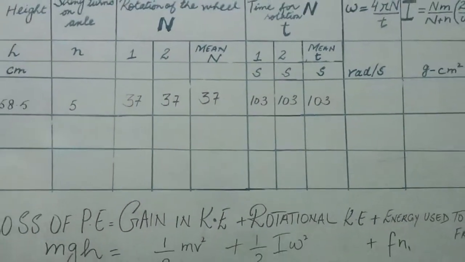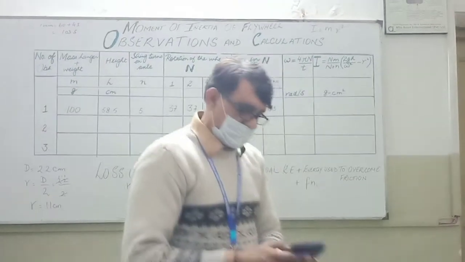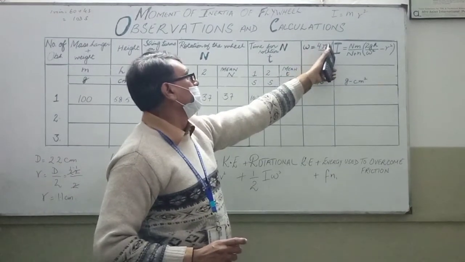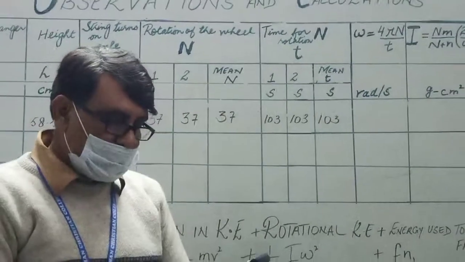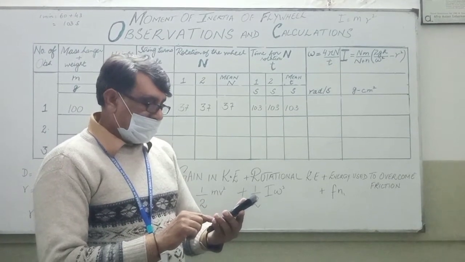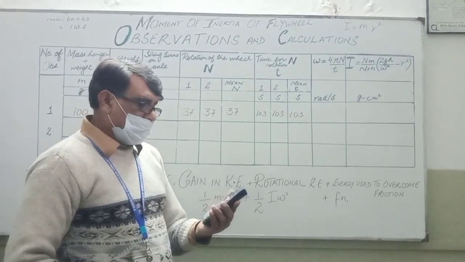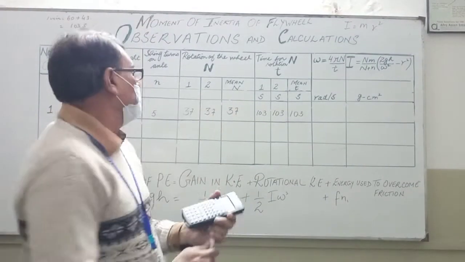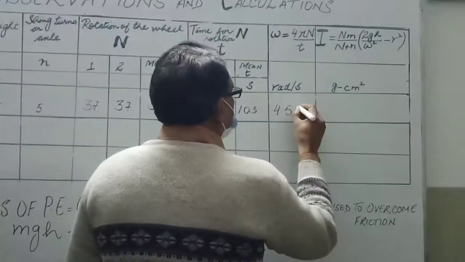So I have completed this. For this, you are going to use the formula omega equal to 4πN divided by time. What is capital N? That is 37. So 4 multiplied by 3.142 multiplied by 37 and divided by time. How much time do we have? 103 seconds. So I've got 4.51. This is the value I have got, so I'm going to write it over here, 4.5.